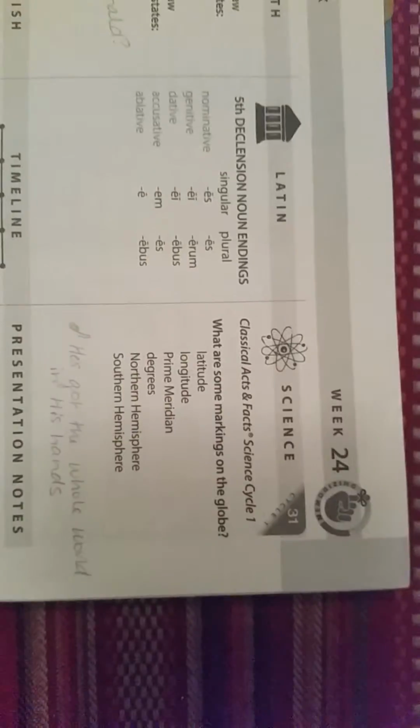Week 23, what are some types of clouds? Some types of clouds are cumulonimbus, cirrus, stratus, cumulus, stratocumulus. Week 24, what are some markings on the globe?